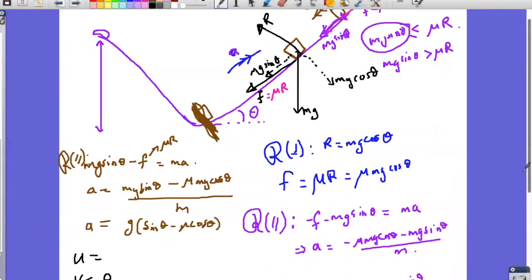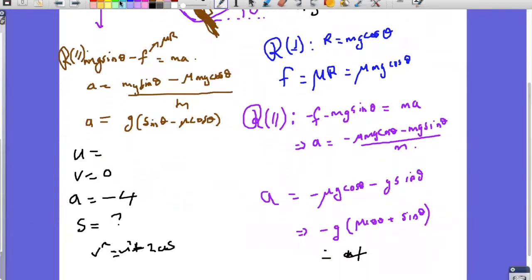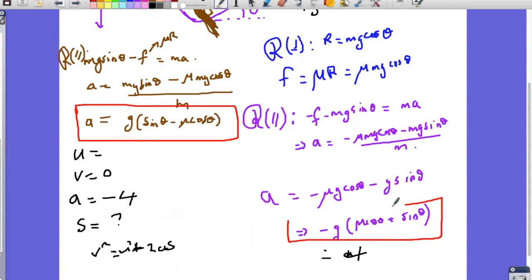You can see here that your acceleration downwards is very different from your acceleration upwards. Not only in this negative sign, but the magnitude also is different. The magnitude of the acceleration downwards is different from the magnitude of the acceleration upwards.